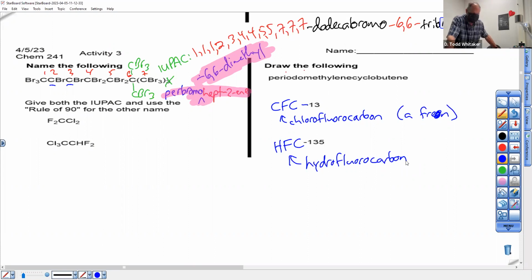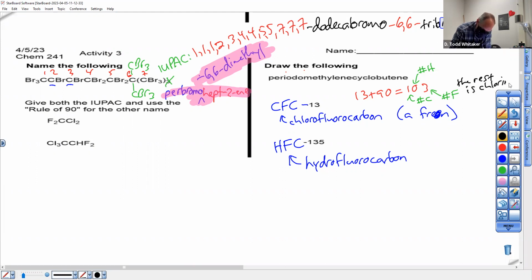The rule of 90 says, you got these numbers here, right? CFC 13, you see it? What's 13 plus 90? Give me a number. 103. The first number is the number of C's. This is the number of H's. This is the number of fluorine. Okay? The rest is chlorine. So if there's any spots available, you'll put chlorine there. And I don't think there will be a spot available on this one.